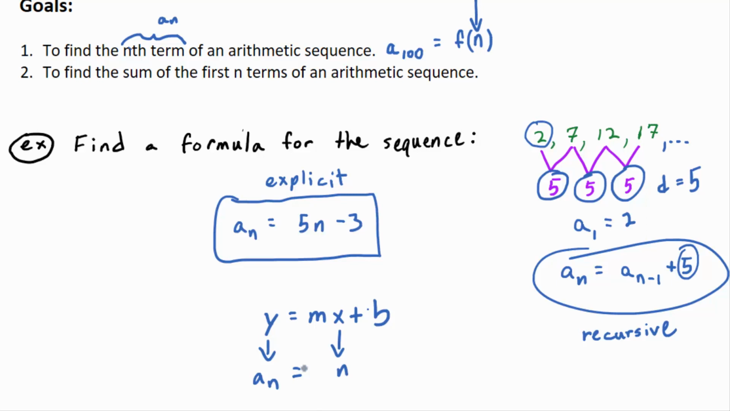Now, since the inputs are only allowed to be n in the formula a sub n equals 5n minus 3, the inputs are only allowed to be natural numbers. When you graph it, you only get dots. You don't connect the dots because you're not inputting any numbers between the natural numbers. But the dots would lie in a line, and the slope of that line would be 5 in this case. And that remains true for the general formula.